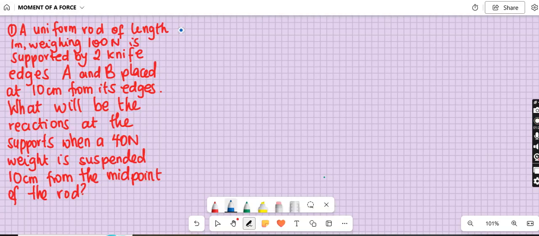Hello friends, we are going to solve two examples on moments of a force.